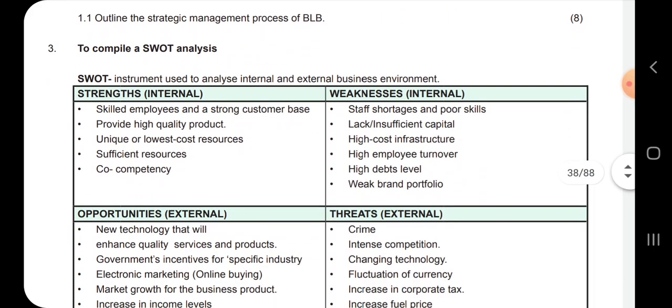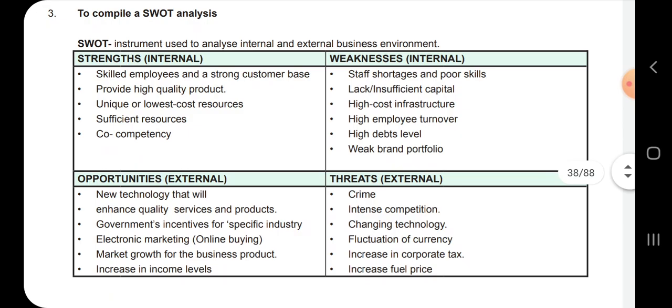And then number 3, we're going to deal with compiling a SWOT analysis. When you are compiling a SWOT analysis, S stands for strength, W for weakness. Those are internal. Strengths and weaknesses are within the business. Opportunities and threats, that is O and T, are outside the business, external. So when we say strengths and weaknesses are internal, when you name your strengths, you name what the business has, strong points that your business already has. That includes skilled employees.